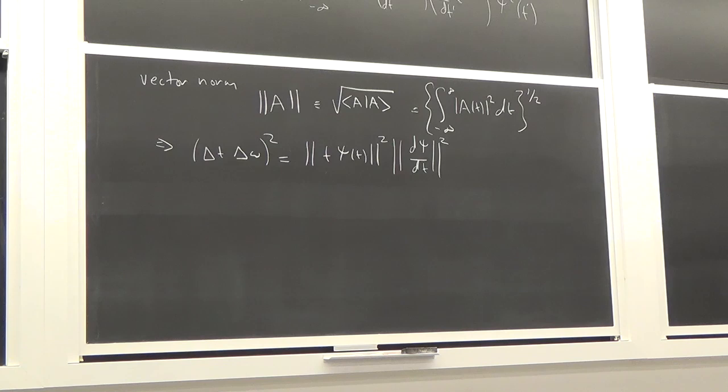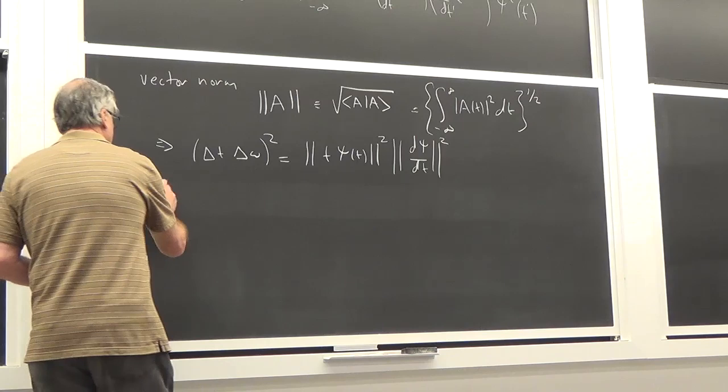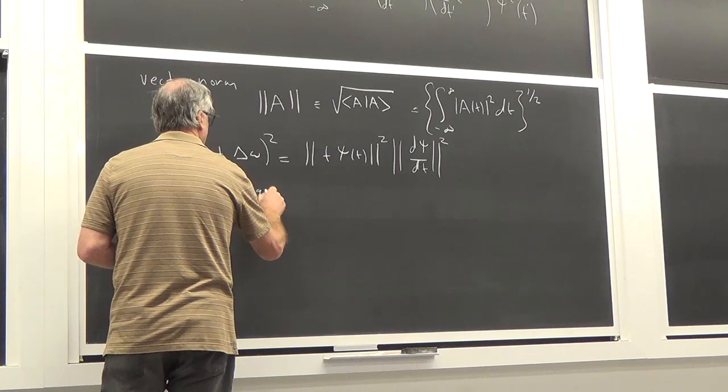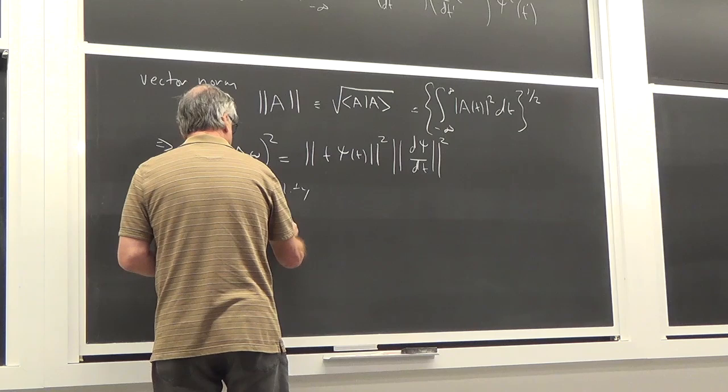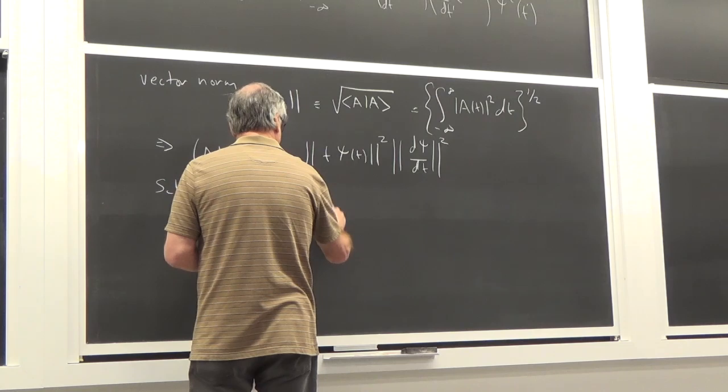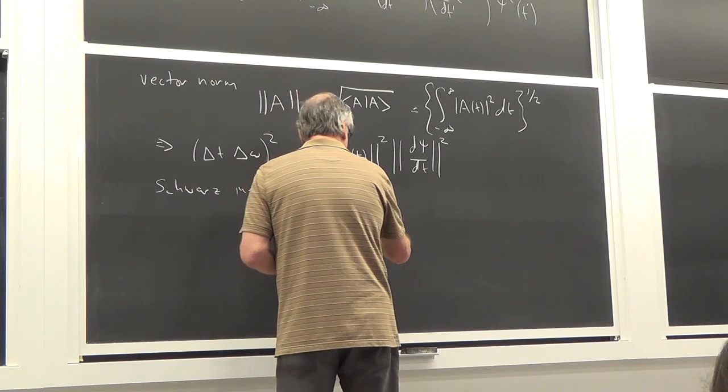This is in a form now that the Schwarz inequality applies. So remember, the Schwarz inequality says that if I'm in some vector space and I take the norm of vector A and multiply it times the norm of vector B, that is at least as big as the absolute value of the scalar product of the two vectors.